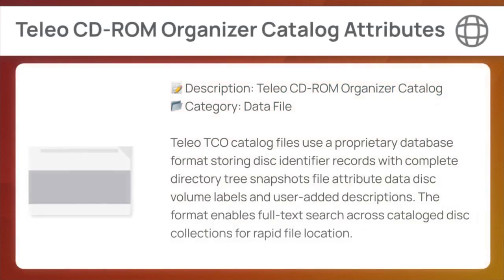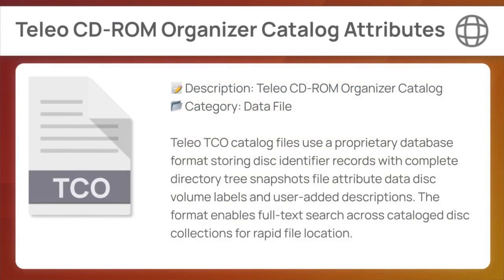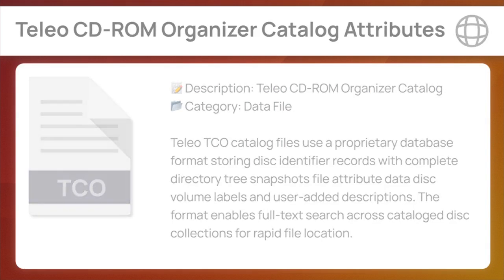Teleo TCO catalog files use a proprietary database format, storing disk identifier records with complete directory tree snapshots, file attribute data, disk volume labels, and user-added descriptions. The format enables full-text search across catalog disk collections for rapid file location.